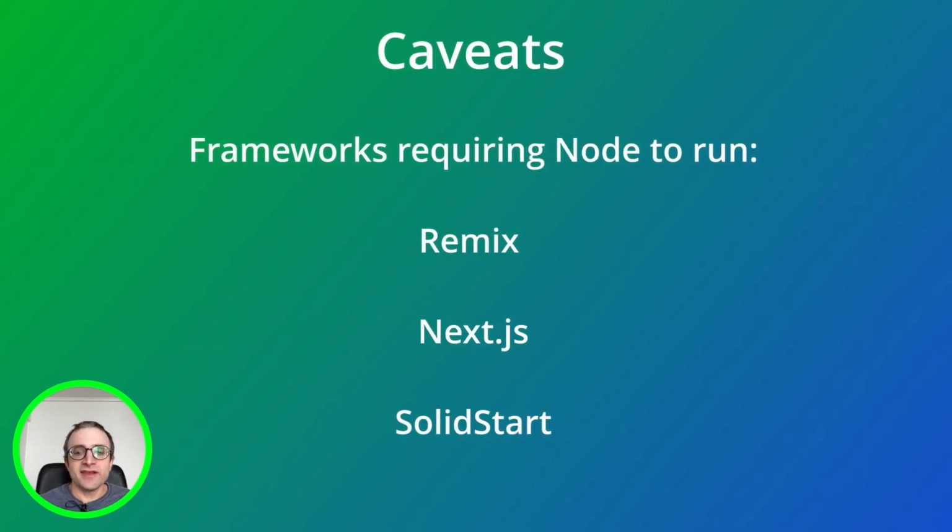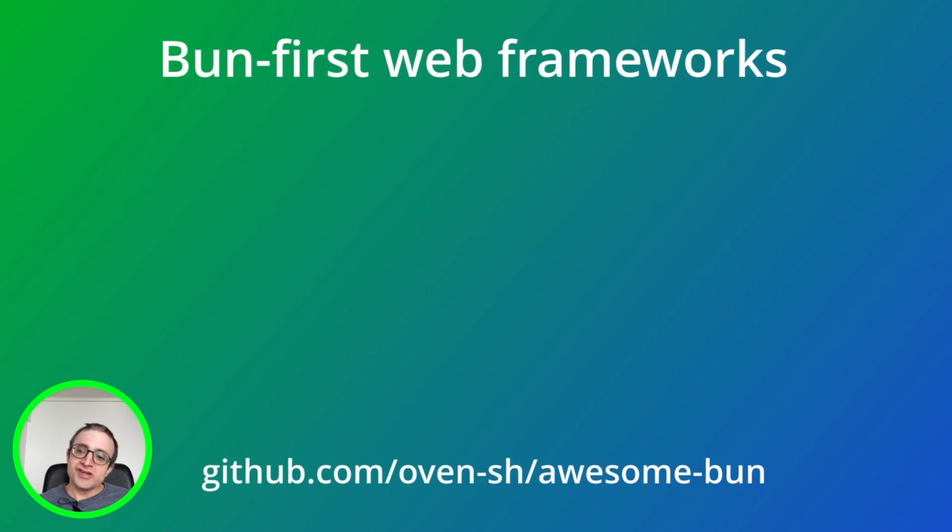For example, Remix, Next.js, or SolidStart need Node as a runtime. We can use Bun as a package manager, but not as a runtime yet. We'll need to wait and see if Bun implements these missing APIs in future versions. In the meantime, and to compensate, there's a new generation of frameworks appearing that are centered on Bun. For example, Stric or Elysia.js.